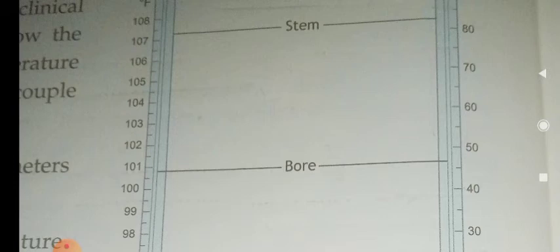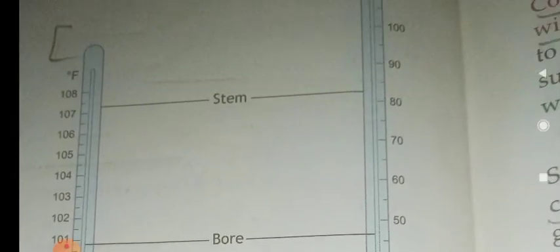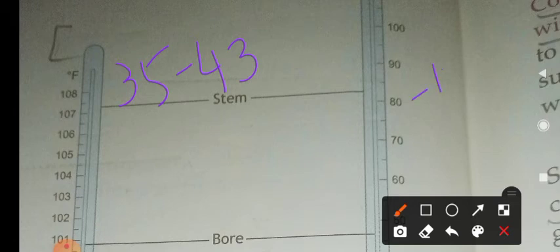And the other one is the laboratory thermometer, which has the usual range from minus 10 degrees Celsius to 110 degrees Celsius. So for the clinical thermometer, it is 35 to 43 degrees Celsius, and for the laboratory thermometer it is minus 10 degrees Celsius to 110 degrees Celsius. So there are two types, the clinical thermometer and the laboratory thermometer, and these are the ranges of these two thermometers.